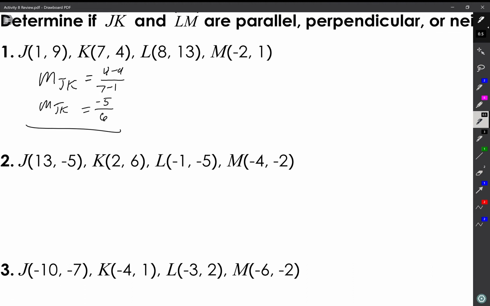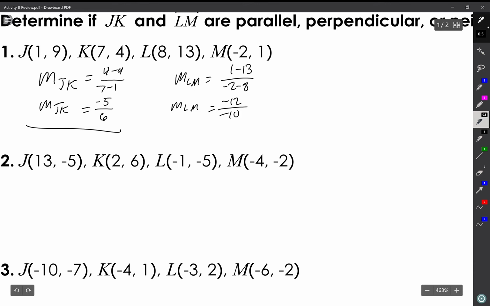For LM, we've got 1 minus 13 over -2 minus 8. Okay, and this will give me -12 over -10, which simplifies to 6 over 5.